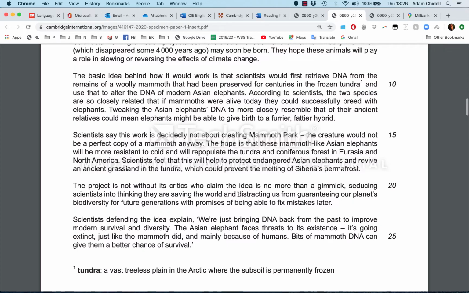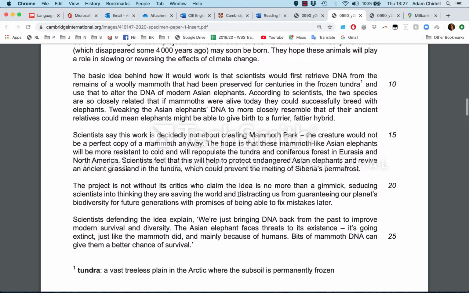Biodiversity, you hopefully could work out even if you weren't sure, because you'd look at that word and think, what does it actually mean? Bio, obviously to do with biology, to do with the earth. Diversity is the range of things. So biodiversity is the range of different species. So it's distracting us from guaranteeing our planet's biodiversity. So it's preventing scientists from working on the problem of extinction. Okay, so that would be our third point.